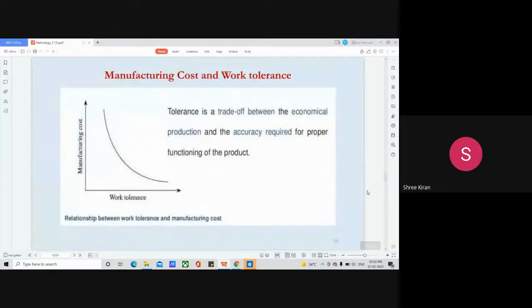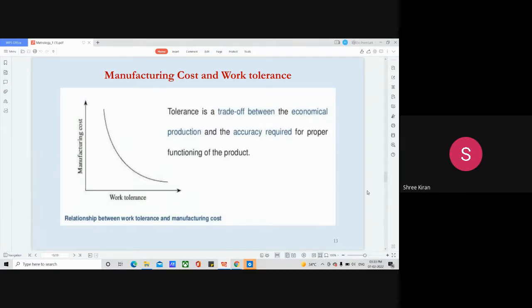As I have told, this is the basic relationship between work tolerance and manufacturing cost. Tolerance is always the trade-off between the economical production and the accuracy required for proper functioning of the material, which will always result in the manufacturing cost as well as the production cost. You can see the graph which shows the relationship between the work tolerance and the manufacturing cost.